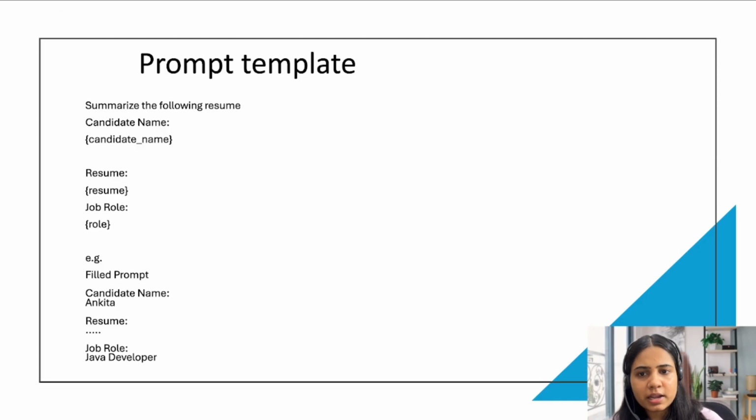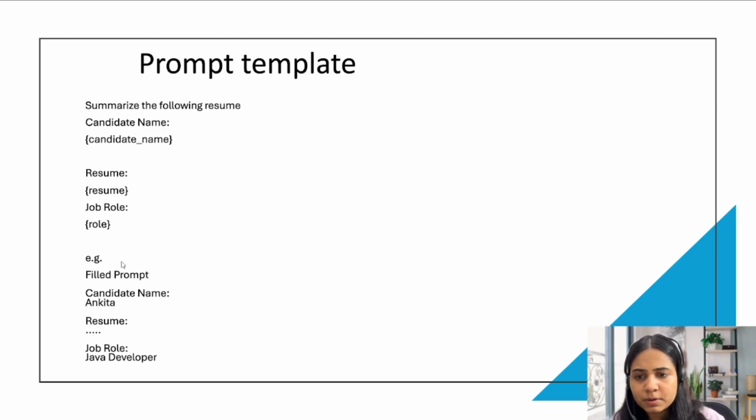Next thing is the prompt template. What does a dynamic prompt template mean? If we look here, we have candidate name. This is a dynamic prompt. Any candidate, maybe Ankita or Arpita, could come here, so the candidate name will change. Then resume is also dynamic. It depends on the person, since everyone's resume will not be the same. Then job role is also a dynamic part here.